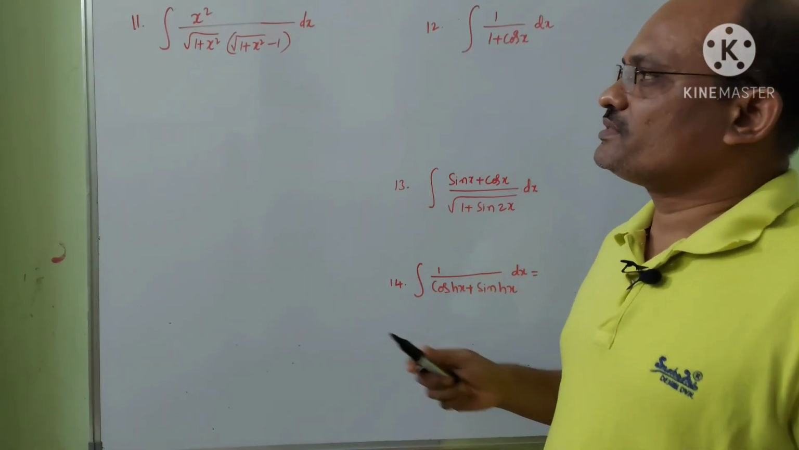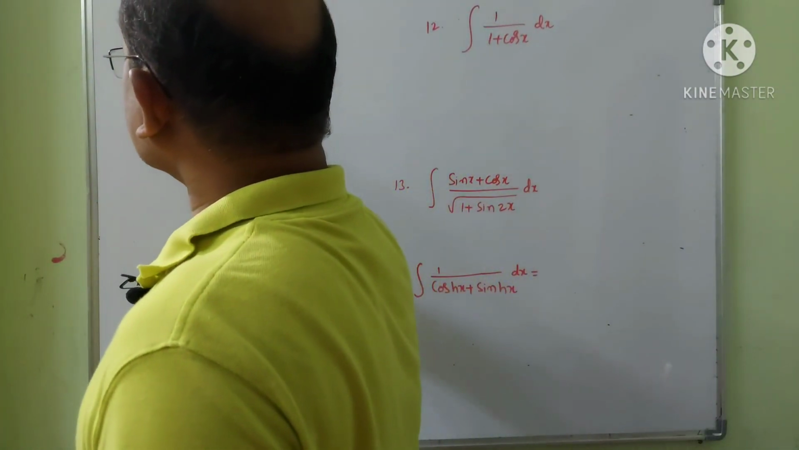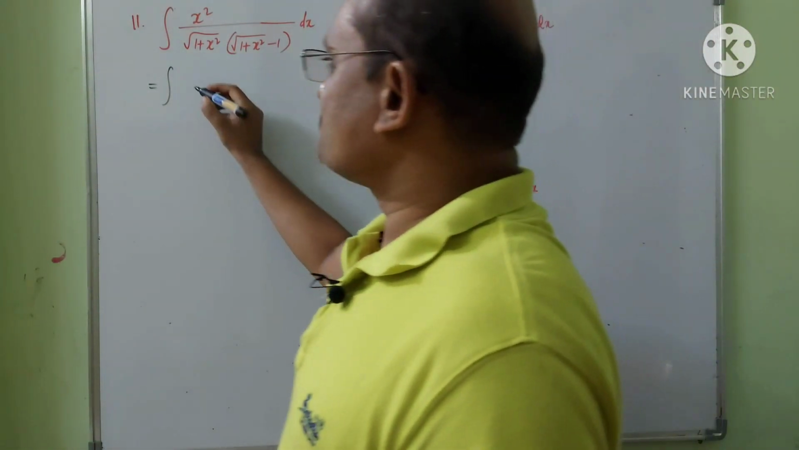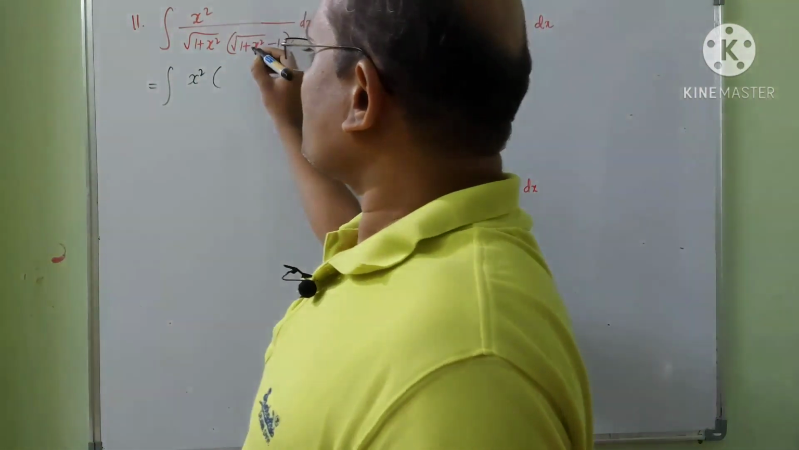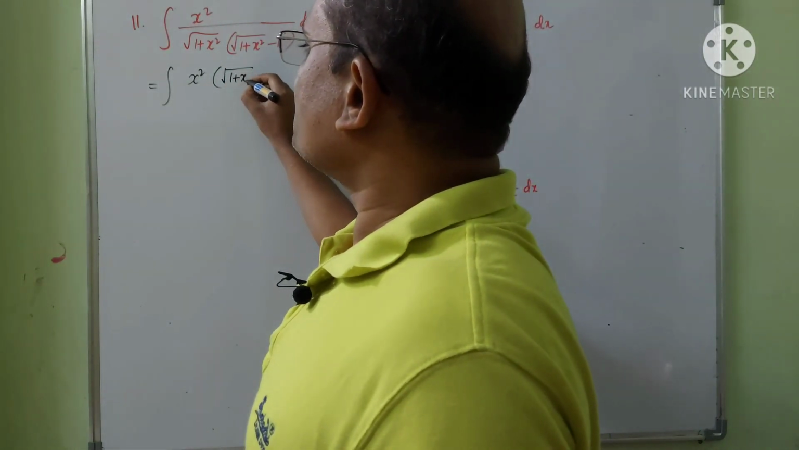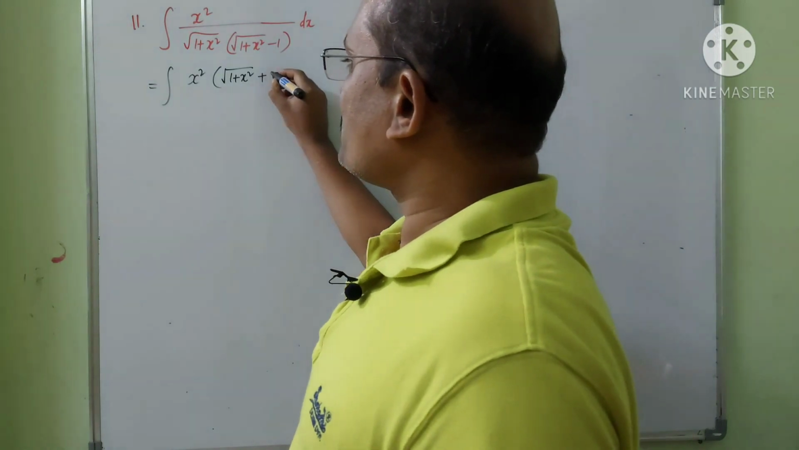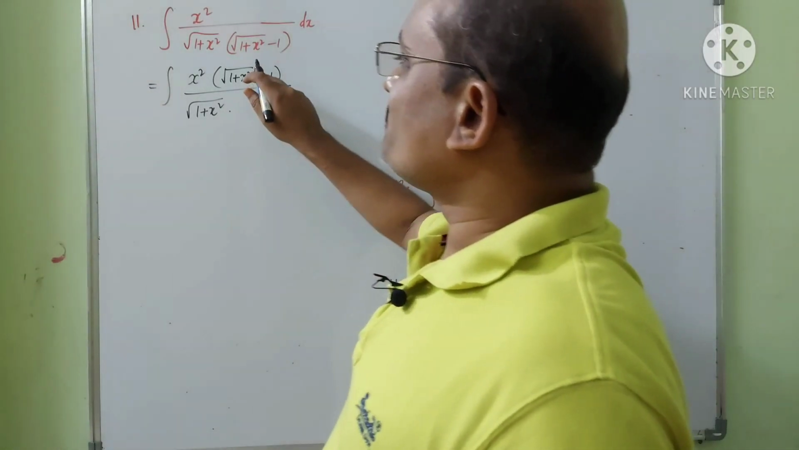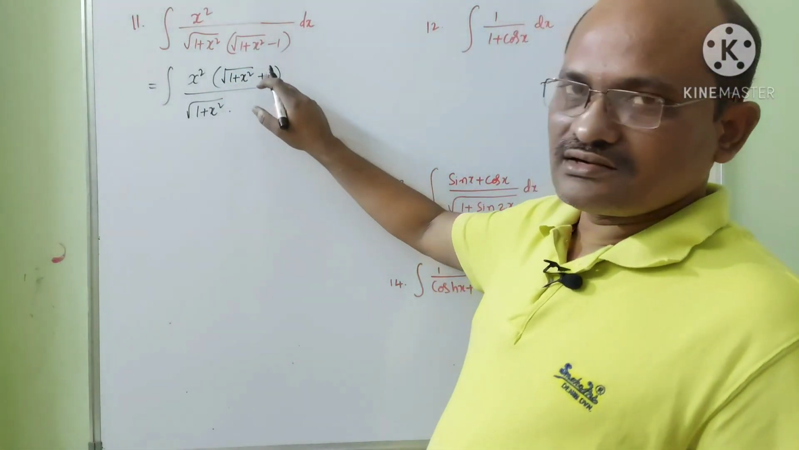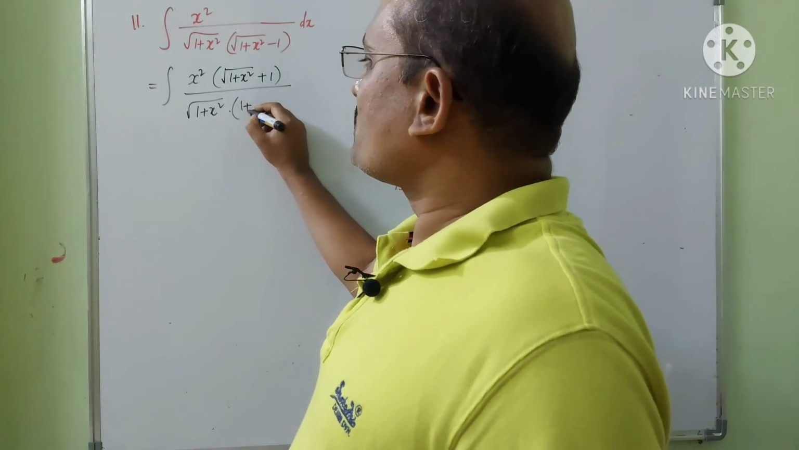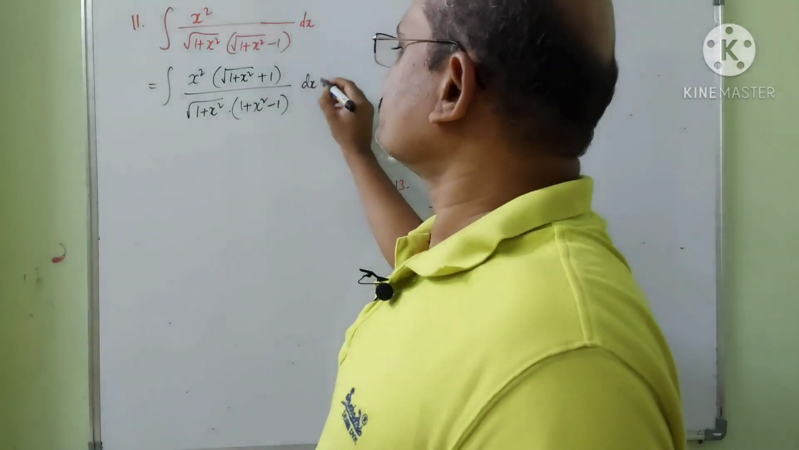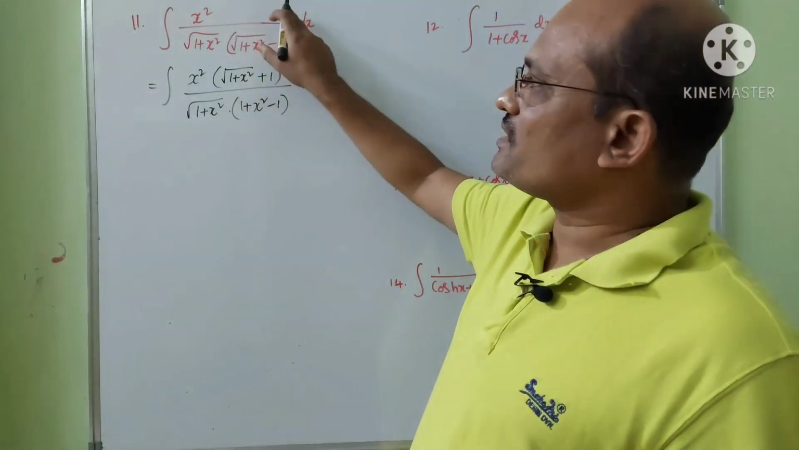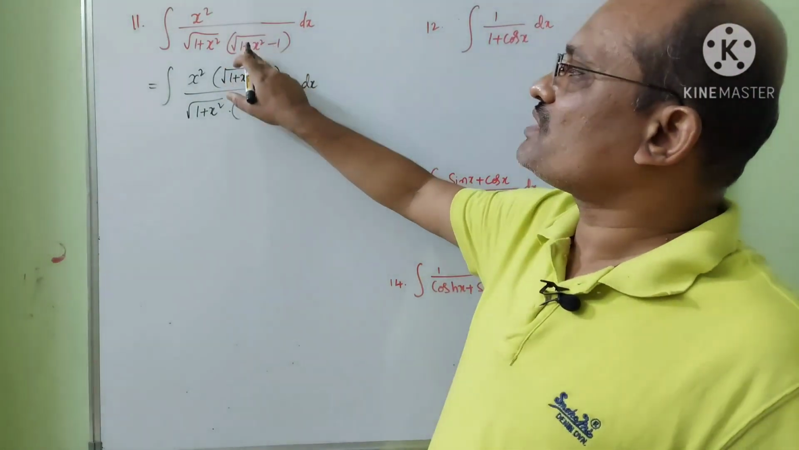Students, we are going to do the next problem. Here, to get the answer, we have to rationalize the denominator. So multiply and divide with root 1 plus x square plus 1 by root 1 plus x square. If you multiply with root 1 plus x square plus 1, this becomes 1 plus x square minus 1. Rationalizing the denominator means multiply and divide with root 1 plus x square plus 1.